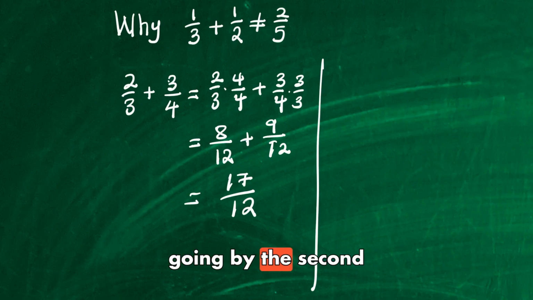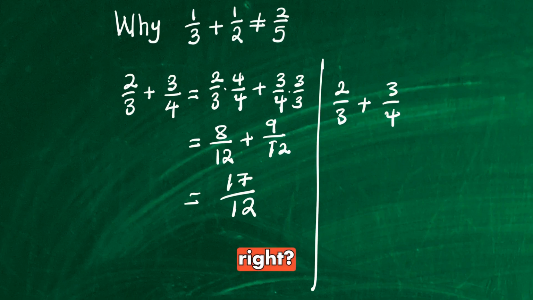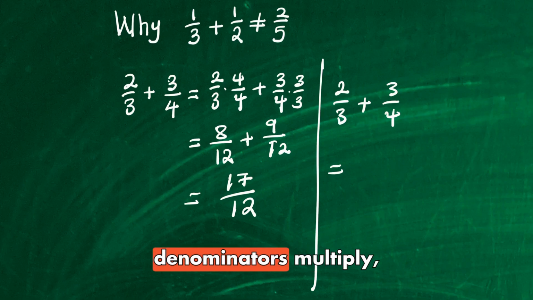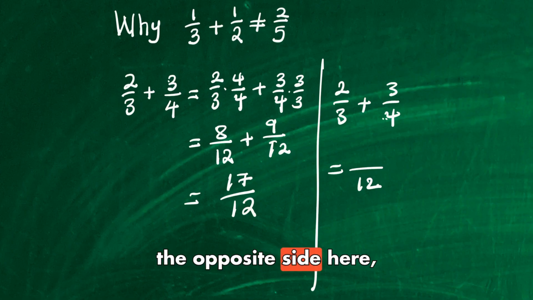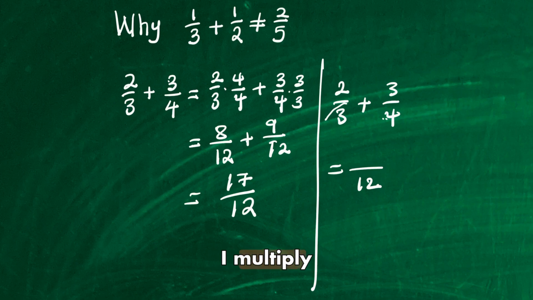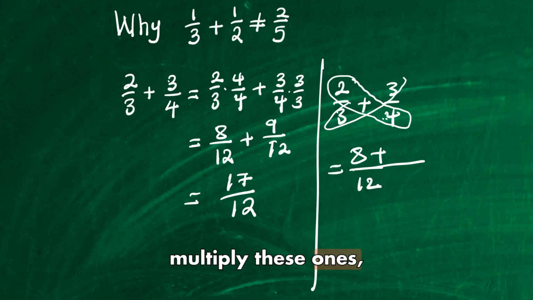Now, going by the second method, we said 2 over 3 plus 3 over 4, right? So we said the denominators multiply. 3 by 4 is what? Is 12, okay? Then I go on the opposite side here. I multiply. Okay, let me start with the other one. I multiply 3 and, I multiply 2 and 4. I get what? I get 8, then plus, I multiply these ones. I get what? I get 9.